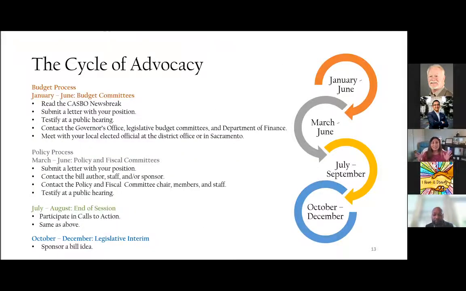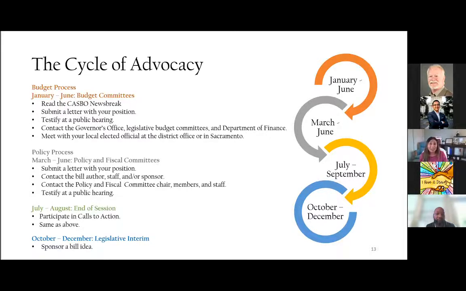So I always like to leave this slide for everyone just to remind you of the cycle of advocacy in a different manner. I know some people are visual learners and some people need to get it over and over. But again, for the budget process, it's January through June. You could read people's budget reports. I do a news break that Julian gets a copy of. You could submit a letter of support or a statement saying, Governor Newsom, we appreciate your budget. Thank you for taking on these issues.